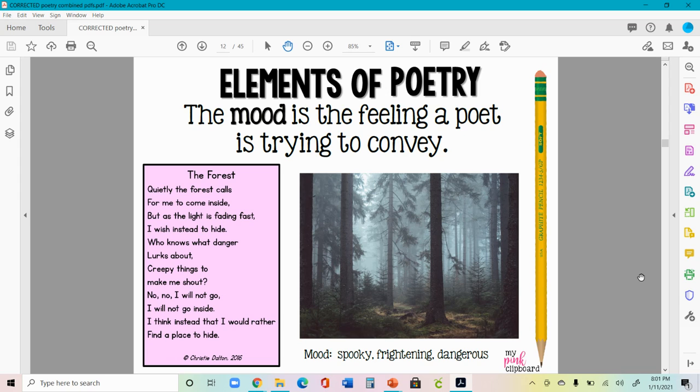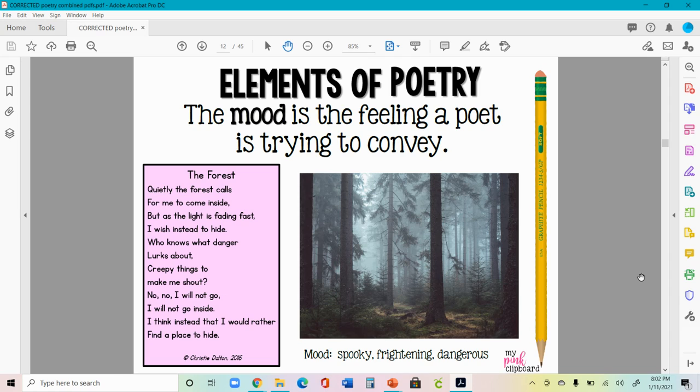So, automatically, besides looking at this image, we can see that the forest poem, just looking at the words and reading them, definitely has a very spooky, frightening, creepy, dangerous feeling. It's more like a Halloween poem. And we know that by looking at the types of words the author uses. And in this instance, the author uses more negative words than positive.